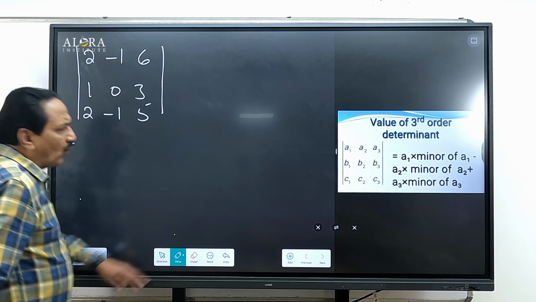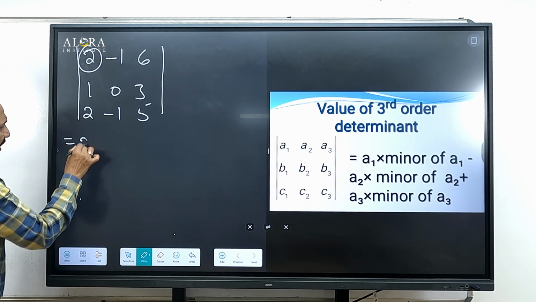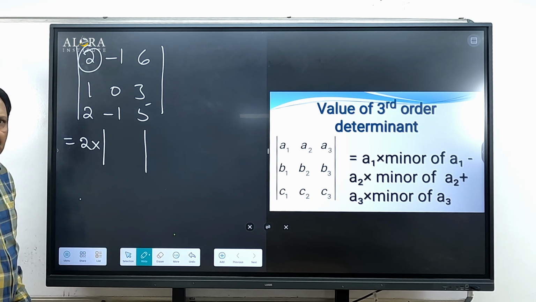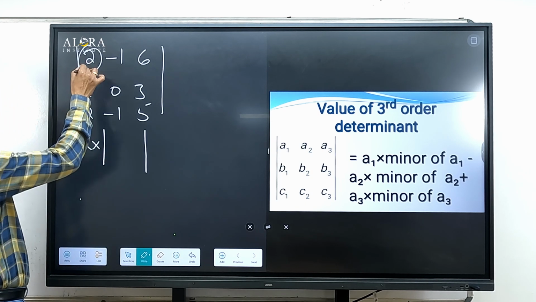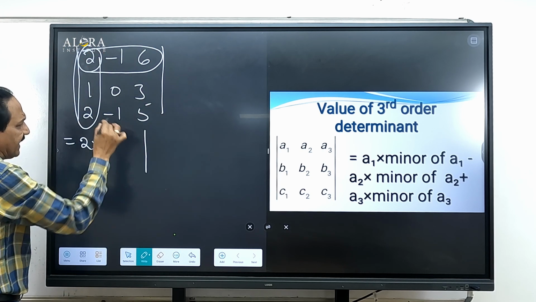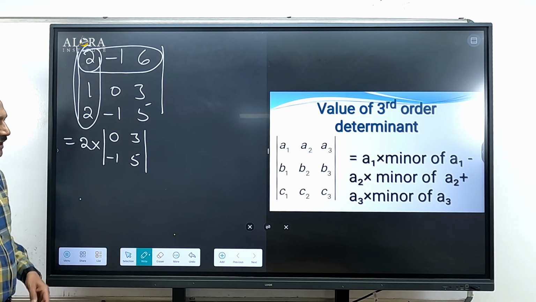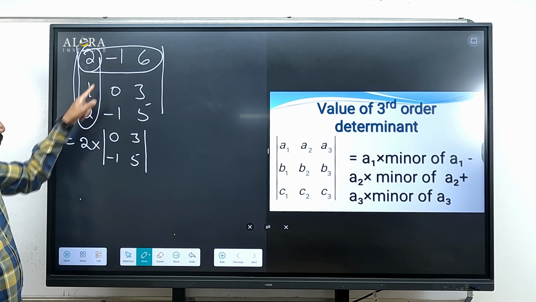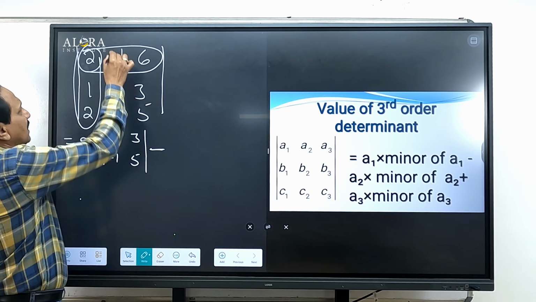So this is equal to what the formula says here. First element, that is 2, into its minor. 2 multiplied by the minor of this 2. The minor is nothing but the second order determinant. Hope you remember that. But how will you write the elements of the second order? If you want to write the minor of 2, close the row containing 2, close the column containing 2, the remaining elements 0, 3, minus 1, 5. In the determinant form, this is called as the minor. Formula: first element into minor of that element. 2 into minor of 2. So this is the minor. Now I'll write the second one. Second term with minus sign. Minus. What is the second element?